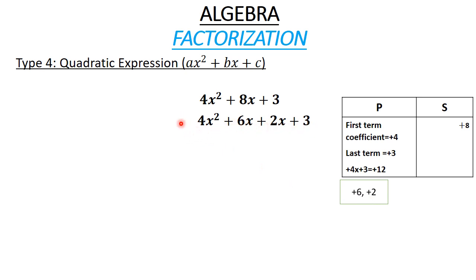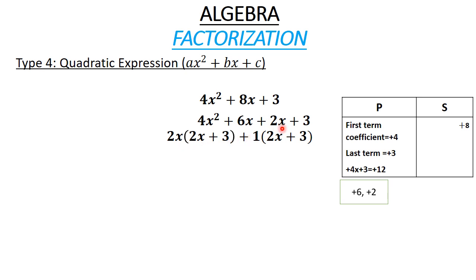Then now it's type 3, so we can factorize these two and these two. So here, what's the common factor? For the numbers, it's 2. 2 is the common factor of 4 and 6, and for the letters, it's x. So we have 2x. 4x squared divided by 2x is 2x. 6x divided by 2x is 3.